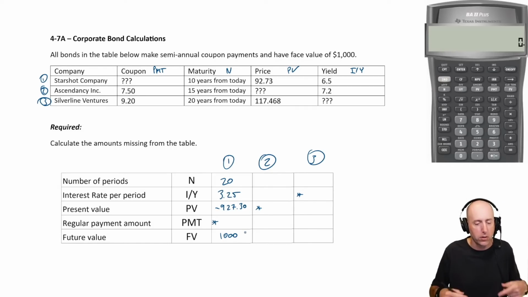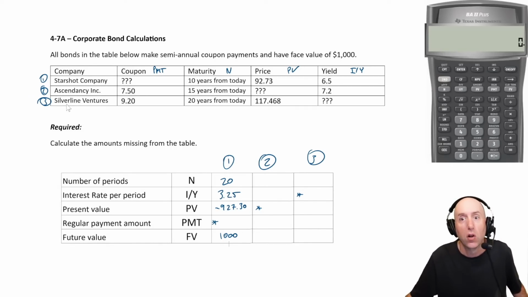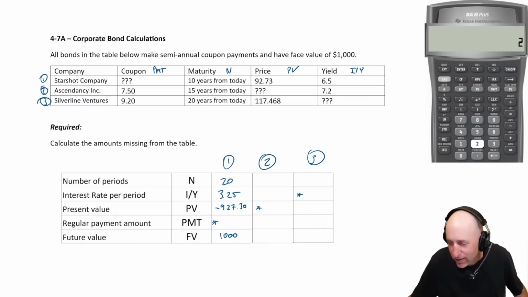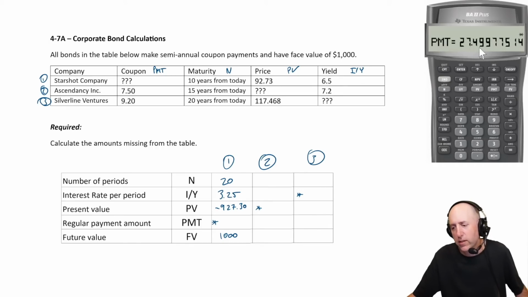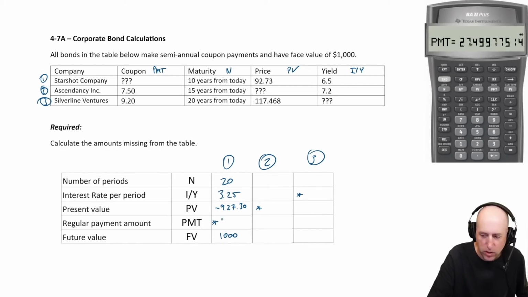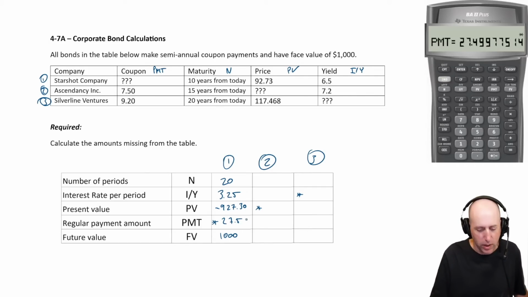We don't know what the regular coupon payment is going to be. Let's solve for it. 20 goes in as our N. 3.25 goes in as our IY. Negative 927.3 goes in as our PV. PMT, we don't know. 1,000 goes in as our FV, and we compute PMT, and I get 27.4997. I'm going to just call that 27.5. Now, that is our payment every 6 months.